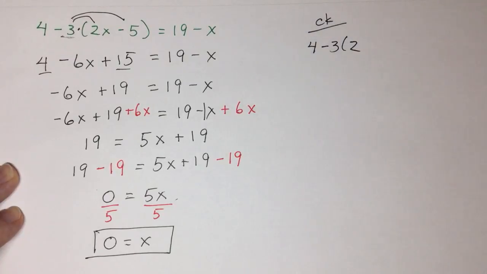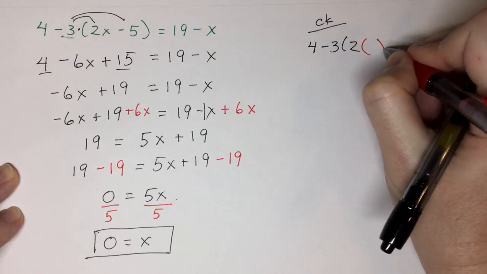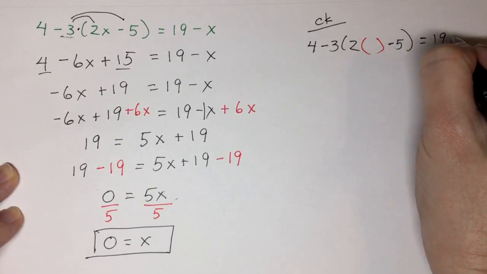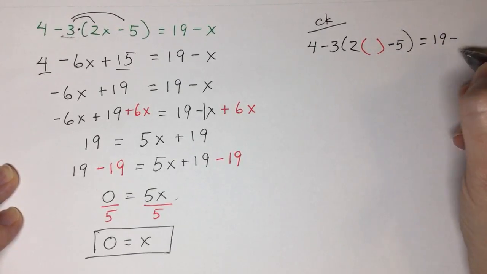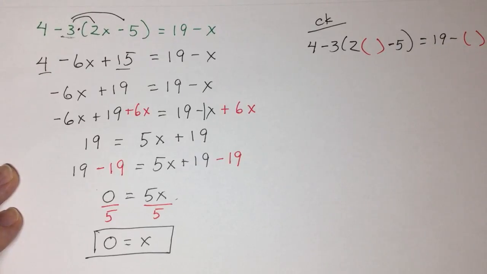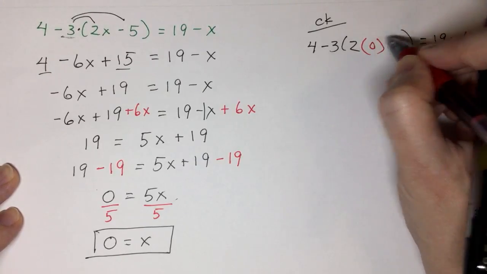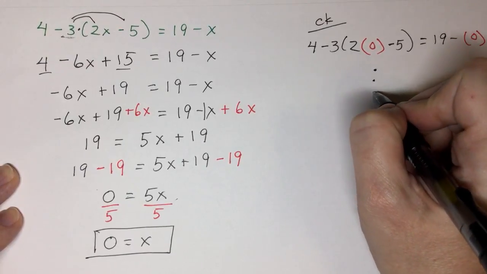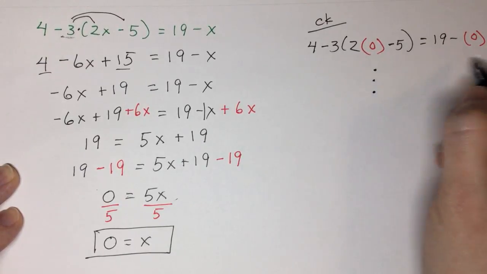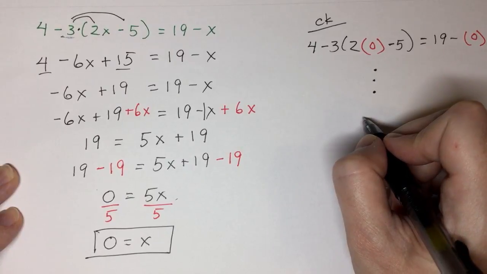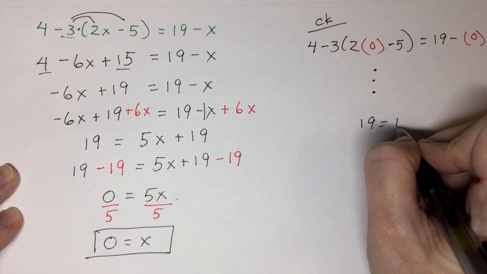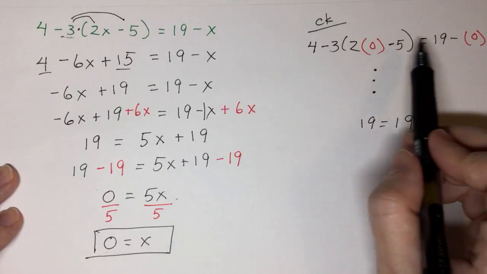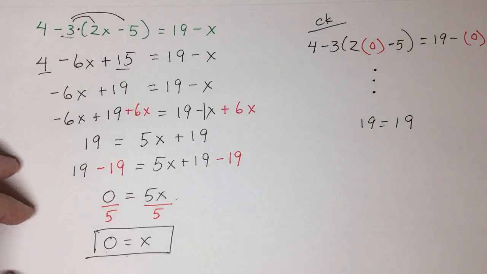In doing the check, and I strongly encourage you to do this check by yourself, 4 minus 3 times 2x minus 5 is 19 minus x. And I'm claiming that x is 0. Use order of operations, just like in the other video where we checked this with 8. You will get the true statement that 19 equals 19, so x equals 0, the number we evaluated, is a solution of that equation.